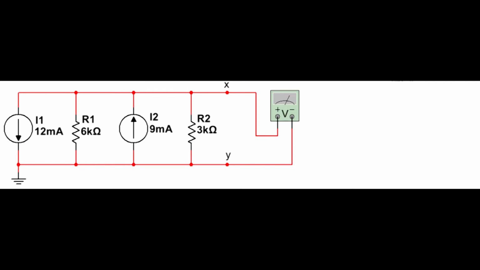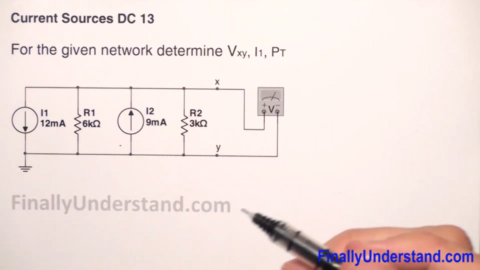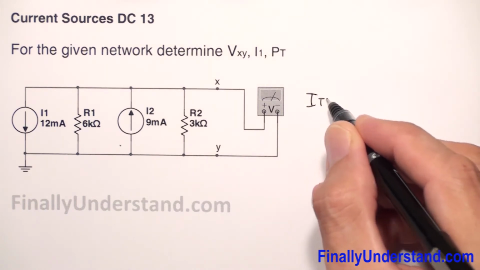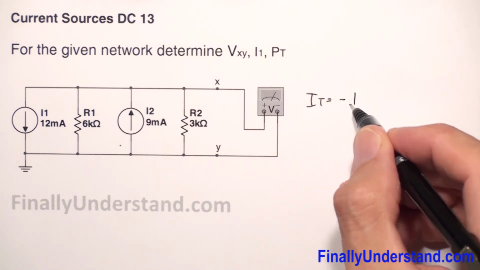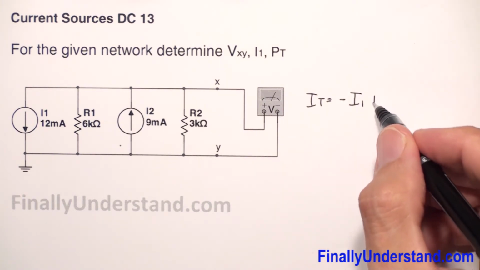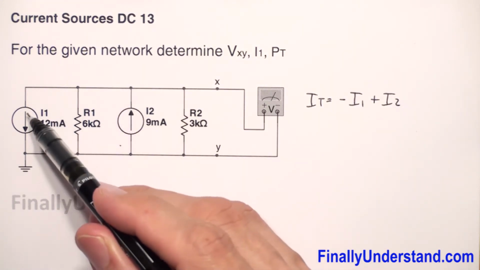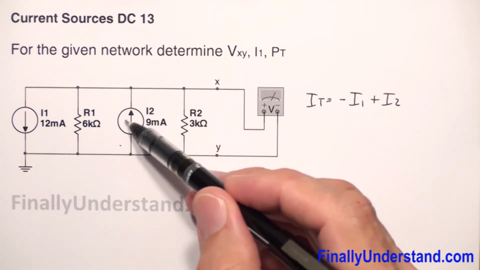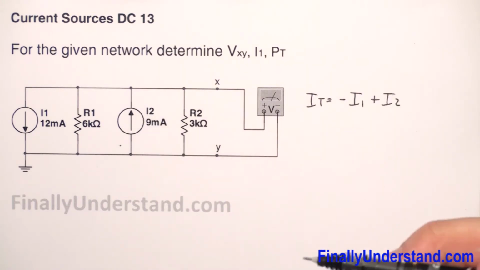Let's take a look at this example. I have two current sources and two resistors. So what I would do first, I would find I total. I total is going to be equal to negative I1 plus I2. I consider this current to be negative because it's pointing down and goes to the ground, and this one I consider to be positive because it's going up.